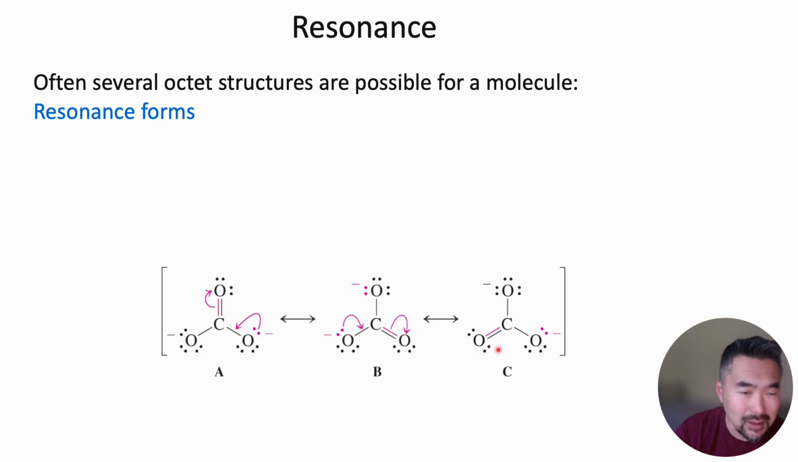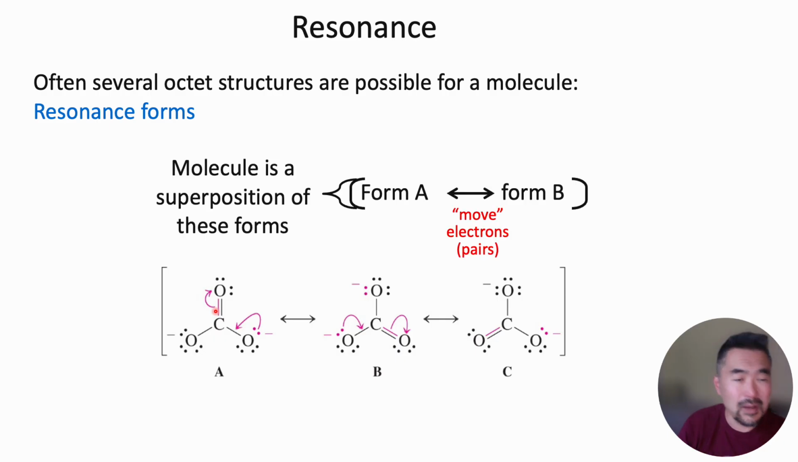Another way to think about it is whenever you have a pi bond, or when you could have a pi bond, remember a double bond is formed with a sigma bond, and the second bond is a pi bond, right? Whenever you have a pi bond involved, you likely have resonance forms. And remember that the actual molecular structure is the superposition or the hybrid of all the resonance forms, right?